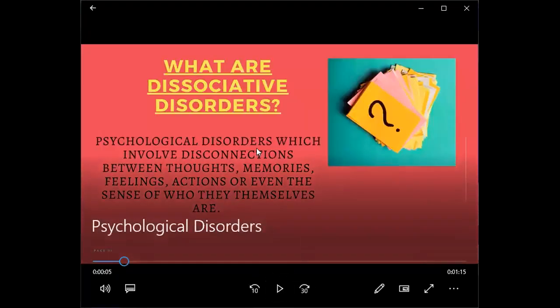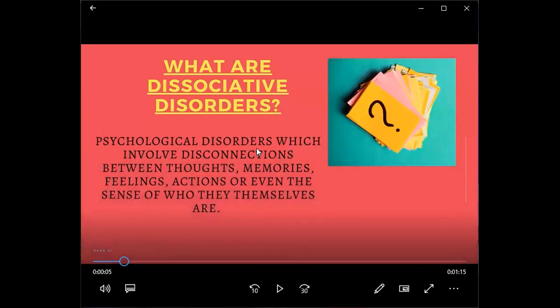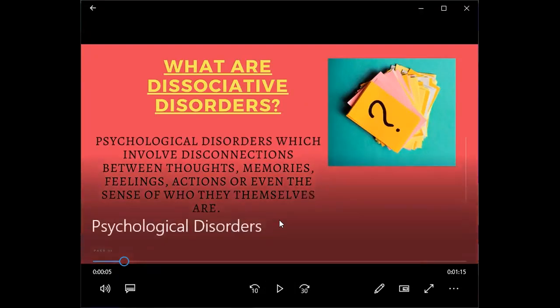All right, so we're going to start off with what are dissociative disorders? These are disorders which involve disconnections between thoughts, memories, feelings, actions, or even the sense of who they themselves are as people.